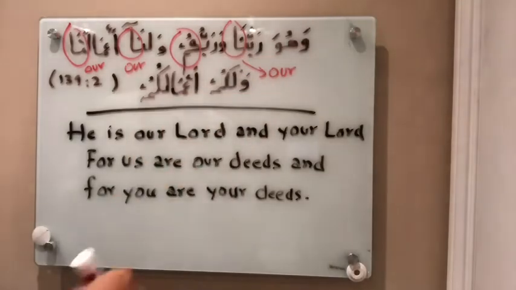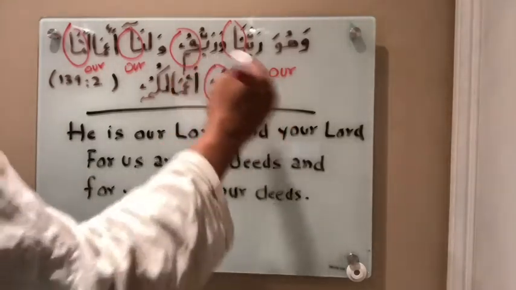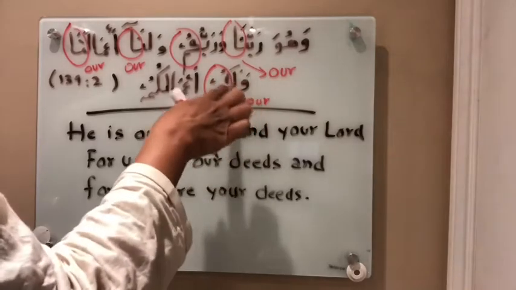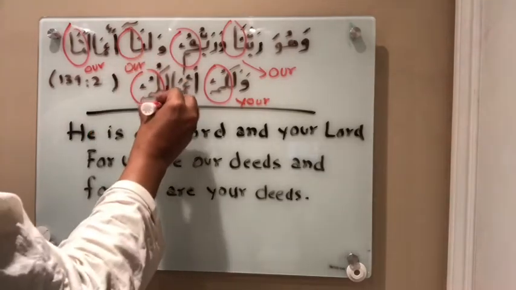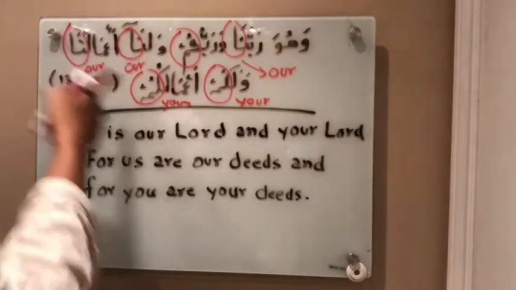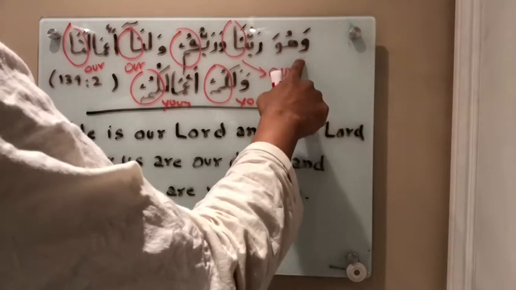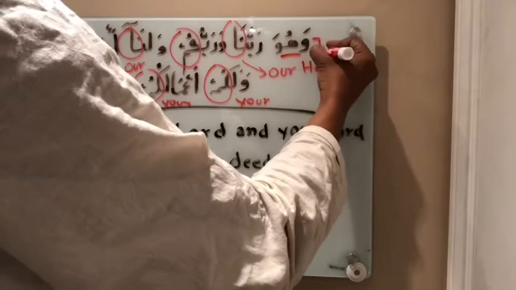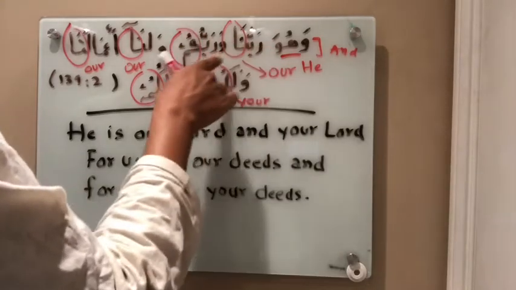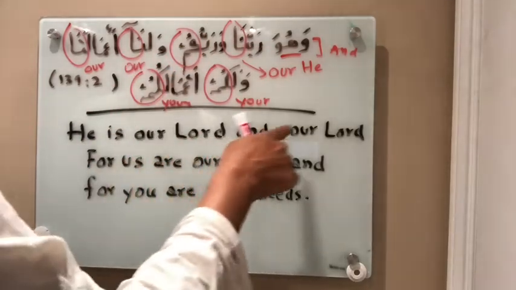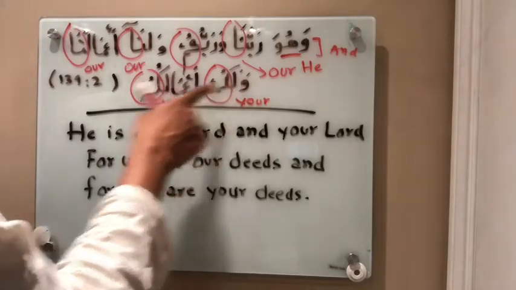Walakum, and for you. Again this kum is pointing to yours. Walakum, it's the same thing, lakum dinukum. Walakum, and for you are your deeds, amalukum, right? Amaluna, our deeds, amalukum, your deeds. So again, looking at the whole piece, huwa is he, wa represents and, so the full meaning: he is our Lord and your Lord. And to us belong our deeds, and to you belong your deeds.